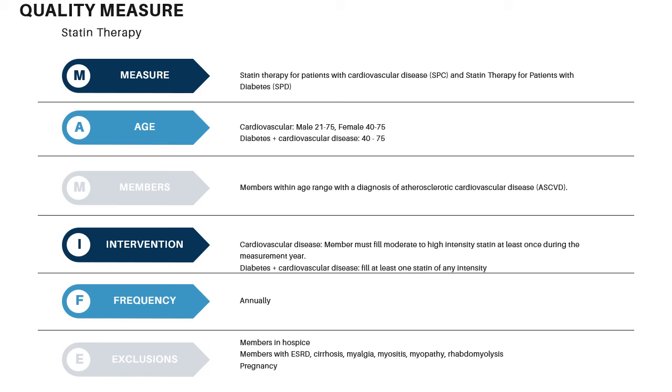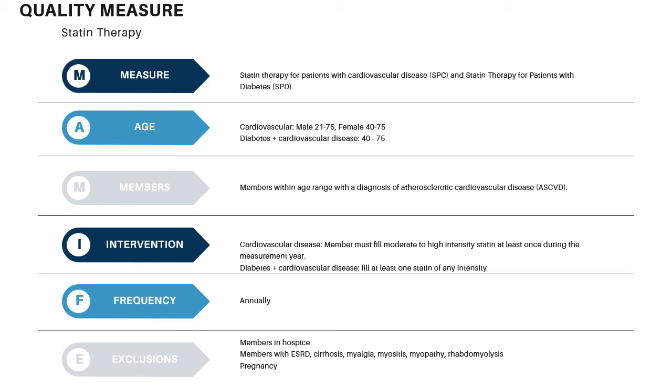Males between the ages of 21 and 75 and females between the ages of 40 and 75 are included in the cardiovascular statin measure. Patients who have both cardiovascular disease and diabetes are included in the measure if they're between the ages of 40 and 75, regardless of gender.